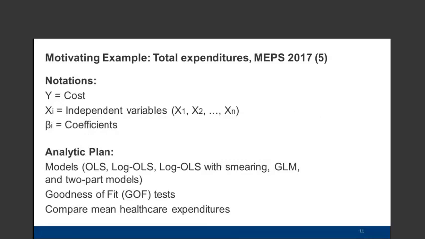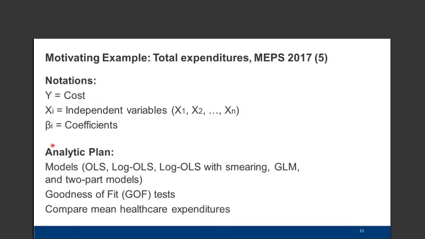And there's a couple of notations. Usually I use Y to represent the dependent variable. In this case, the dependent variable is cost. I use X sub i to represent the array of different independent variables I'm going to control for in the model, like age, gender, ethnicity, and race. And then the beta sub i represent the regression coefficients from the model.